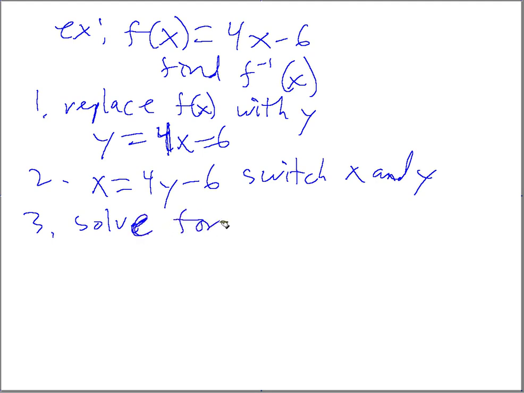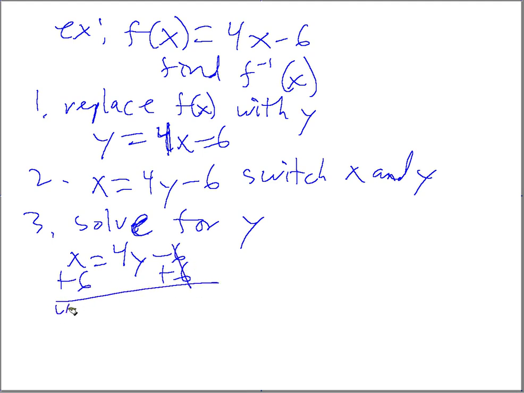Solve for y. All right, so x equals 4y minus 6. Let's go and solve for y. Add 6 to both sides, obviously. No big deal. So we get 4y, let me put it on the left-hand side, equal to x plus 6.